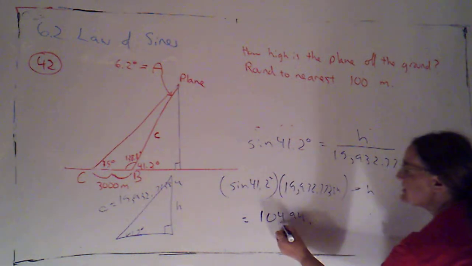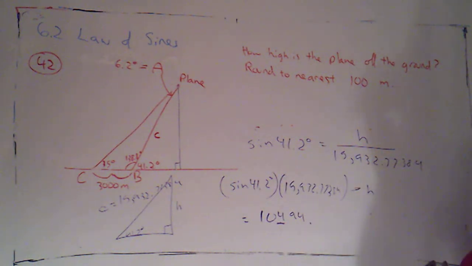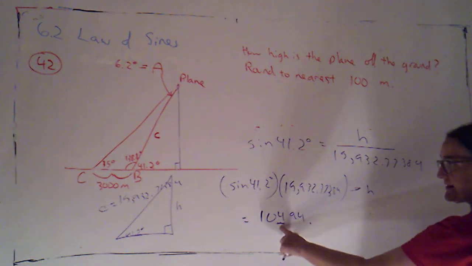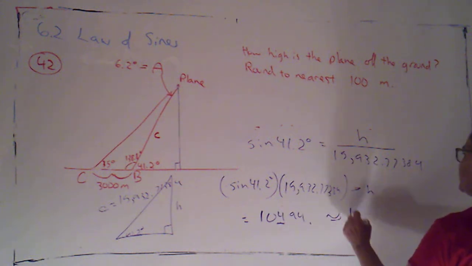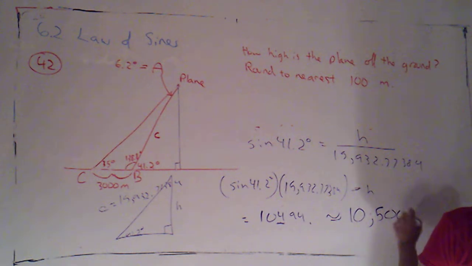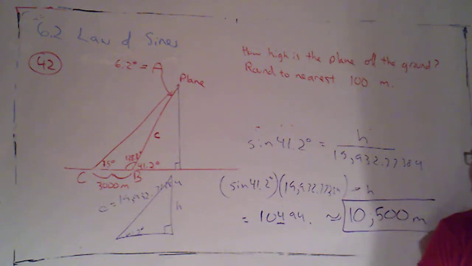But we're rounding to the nearest 100 meters. Okay, so that's to this place right here. That's a 9, so we'll round up. So we would say approximately 10,500 meters.